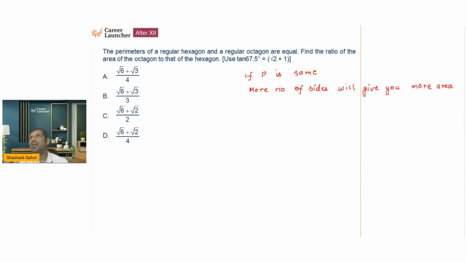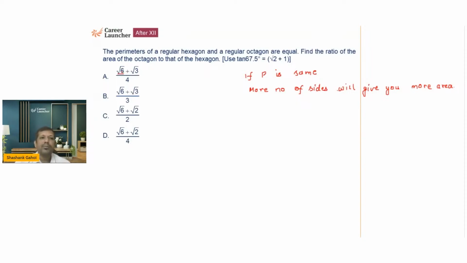Okay, but it is not like that if you increase the sides, area is going to increase a lot. No, that's not going to happen. Area is going to increase a very little bit, maybe 4%, 5%, 8%, 10%, not more than that. So the area of the octagon is definitely going to be greater than the hexagon, but it is not going to be 1.5 times, not 1.4 times. It is going to be 1.1 times, 1.2 times, and not even 1.2 times, less than that. So I'm going to use the same concept in solving the question.